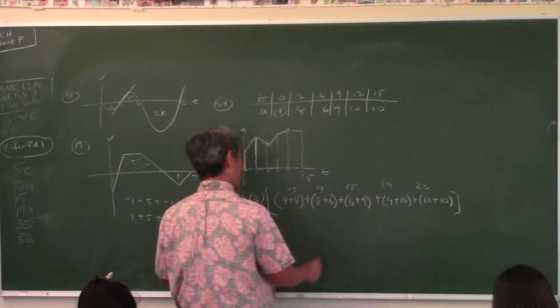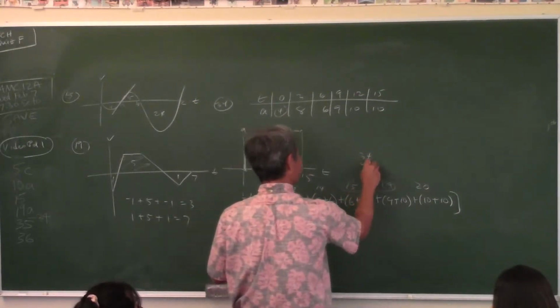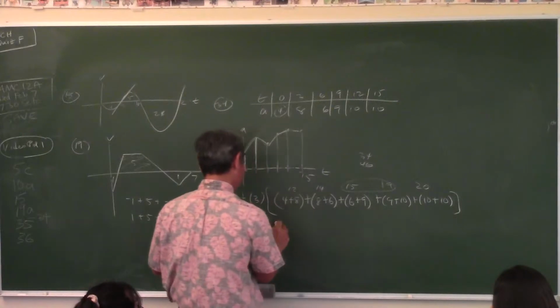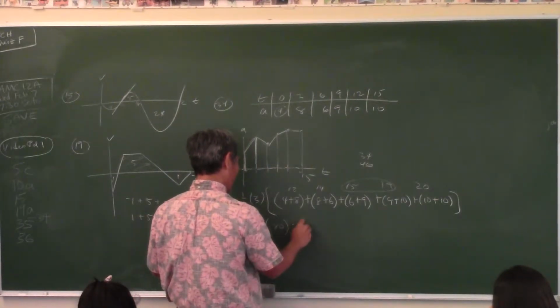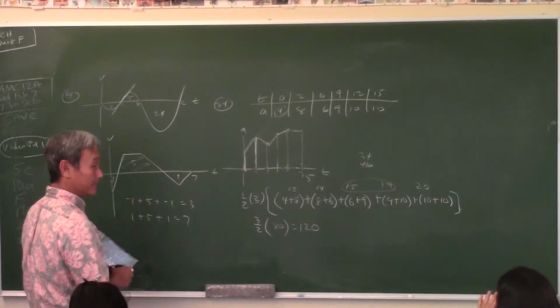So if I were me, I would add the odd numbers first, 34, and then add the even numbers, 46. So that comes out to 80. Is that right? So that's 120. Is that what you guys got? The answer is 125.